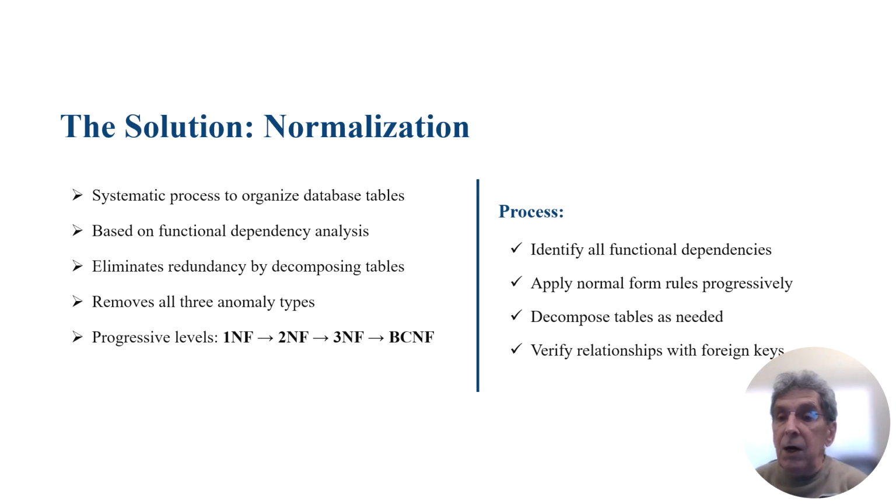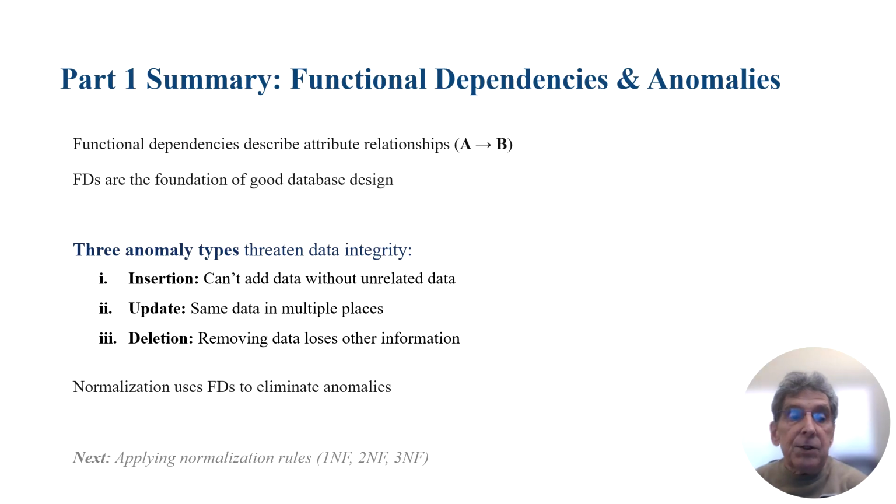The normalization process follows these steps. 1. Identify all functional dependencies in your data. 2. Check which normal form rules are violated. 3. Decompose tables to fix violations. 4. Establish relationships between the new tables using foreign keys. And 5th, verify that no anomalies remain. In Part 2, we'll walk through each normal form with detailed healthcare applications.